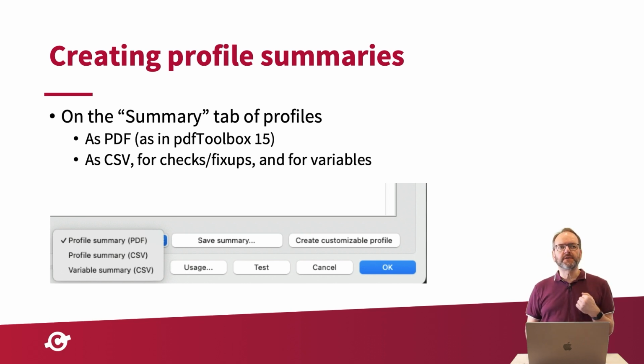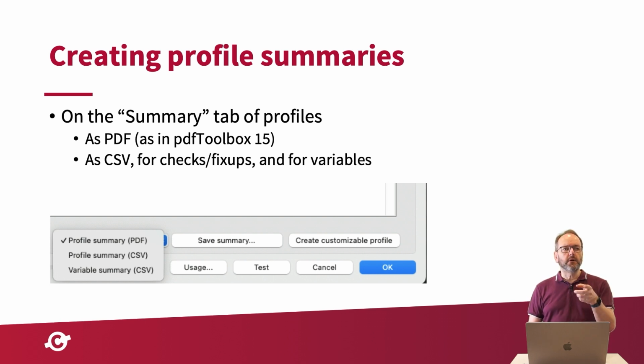In pdfToolbox 16, that summary page changed a little bit, and you now have a Save Summary button, and that gives you three options to choose from. Profile summary is the one you already know. That is the PDF file that is generated in pdfToolbox 15 as well, so no change there.